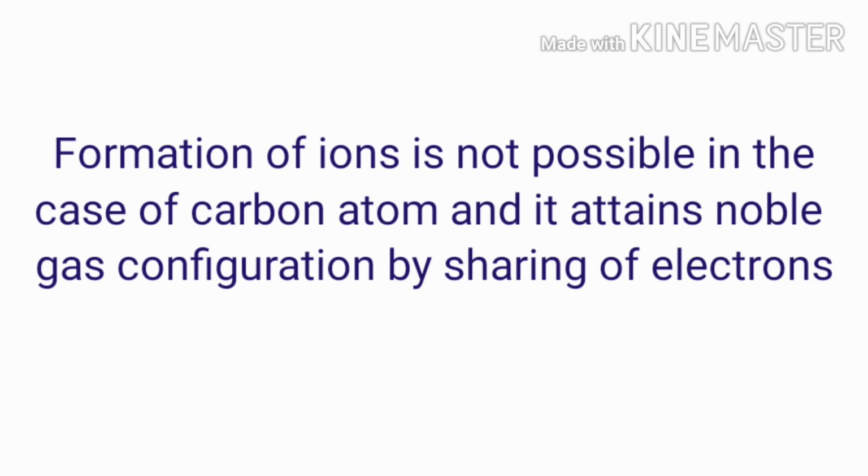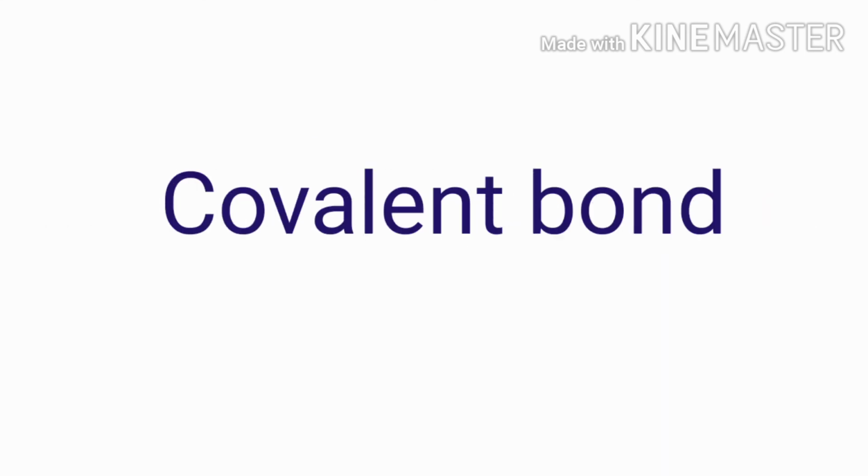Like the carbon atom, many other elements form molecules by sharing electrons in their valence shell. The shared electrons belong to the outer shells of both the atoms and as a result, both the atoms attain noble gas configuration. The bond formed by the sharing of electrons between 2 atoms is called a covalent bond.